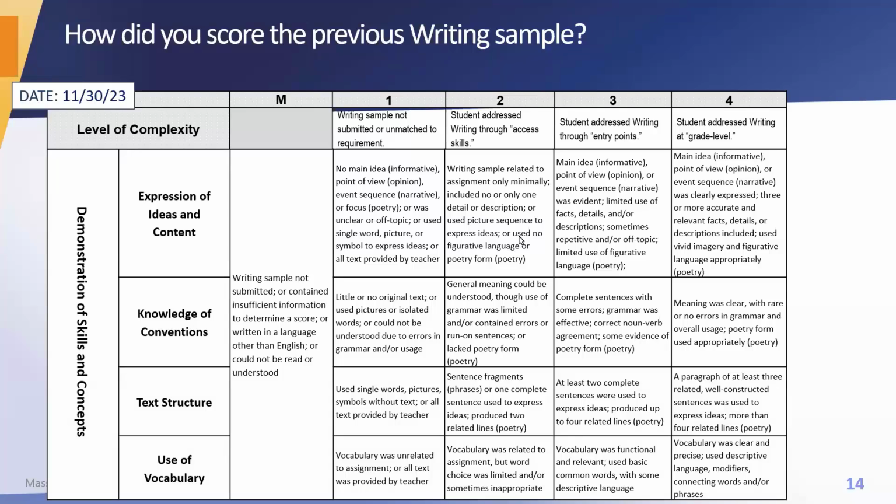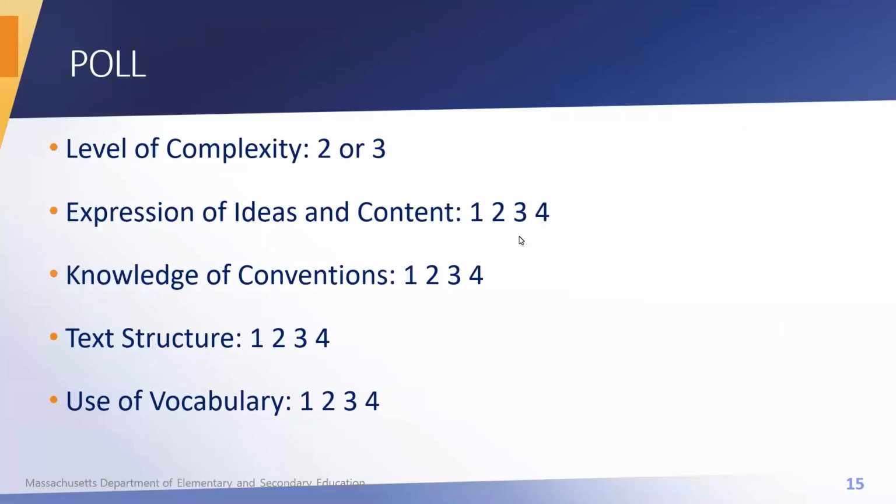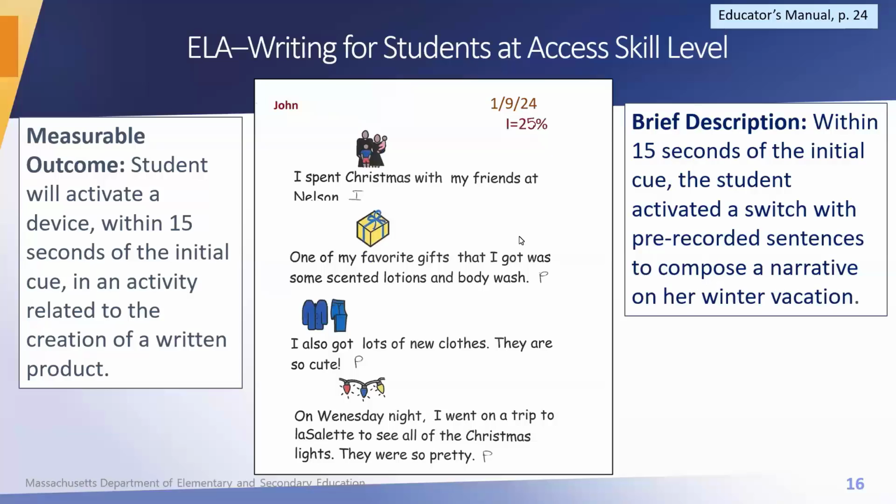And we'll move forward. So we just did the poll. This is a student who is at access skill level. The measurable outcome says that the student will activate a device within 15 seconds of the initial cue in an activity related to the creation of a written product. So let's see what the student did, because here's my brief description.